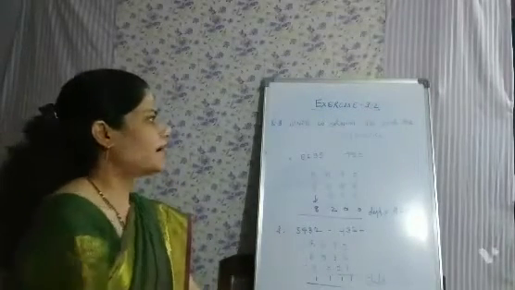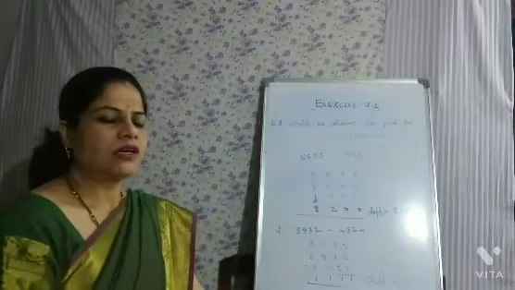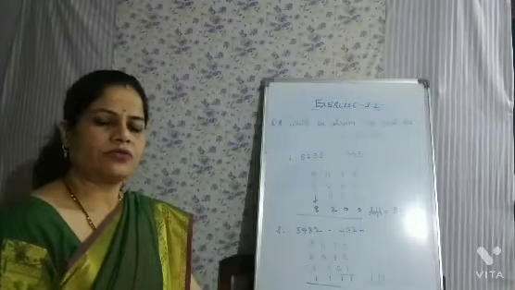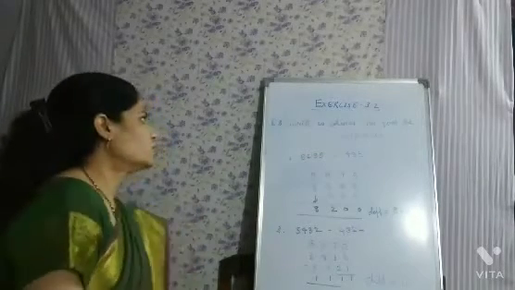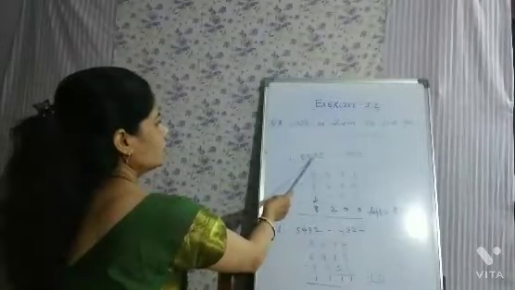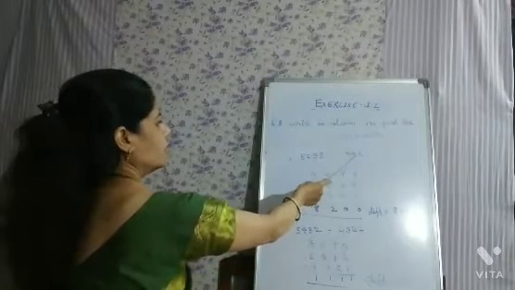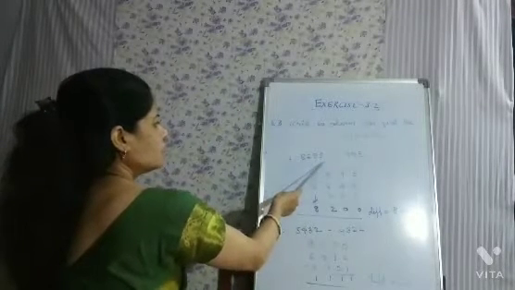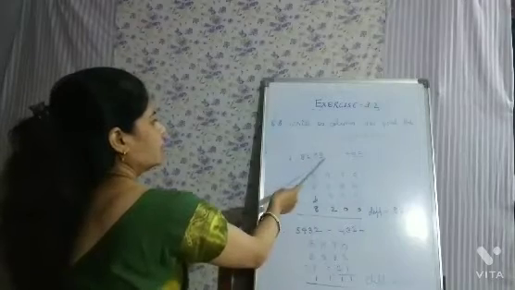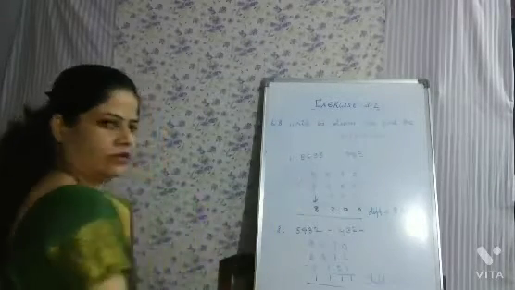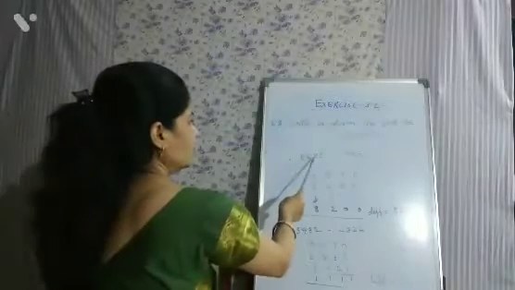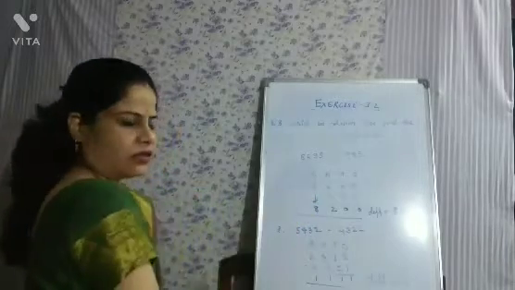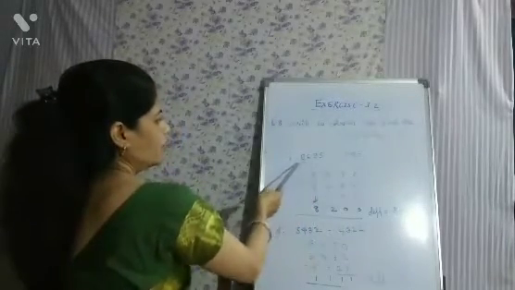Question number B is write in column and find the difference. First you have to arrange the numbers in column and then you have to do the subtraction. So the first one is 8695 minus 495. 8695 is greater. First count the places in greater number. Ones, tens, hundred, thousand. Okay, this is a 4-digit number. So you have to write places up to 1000. Ones, tens, hundred, thousand.